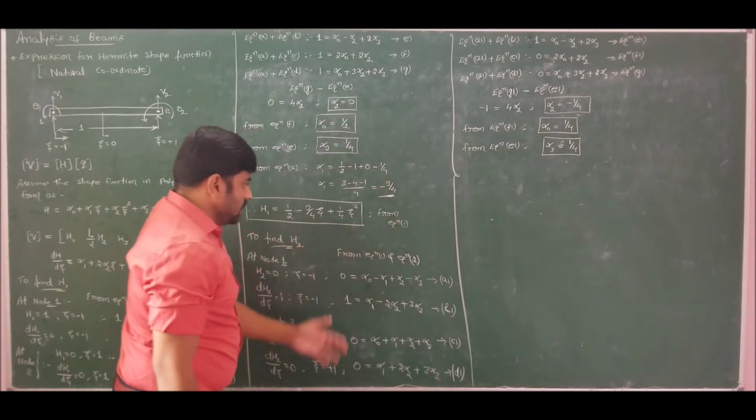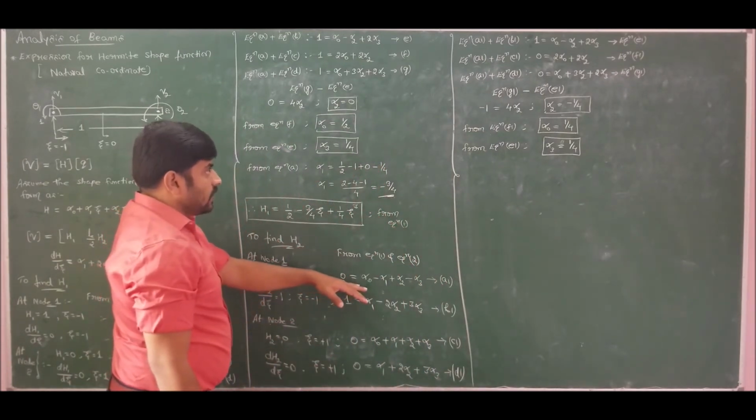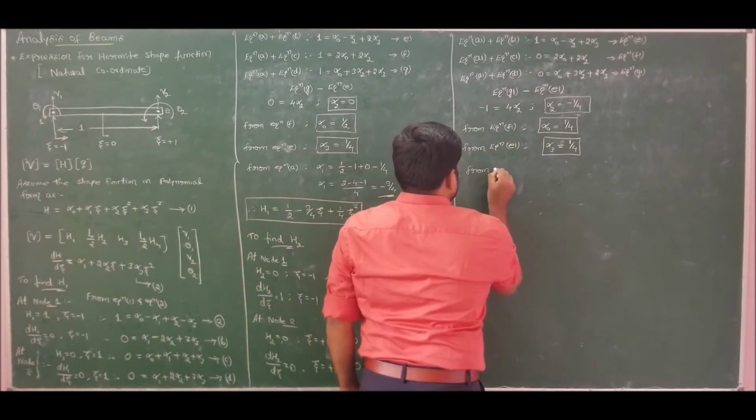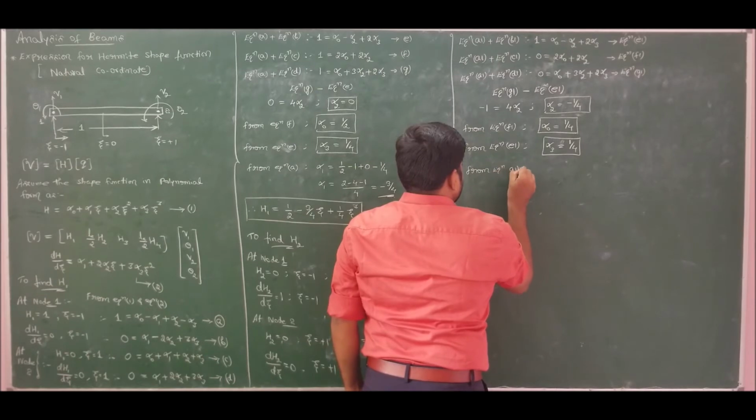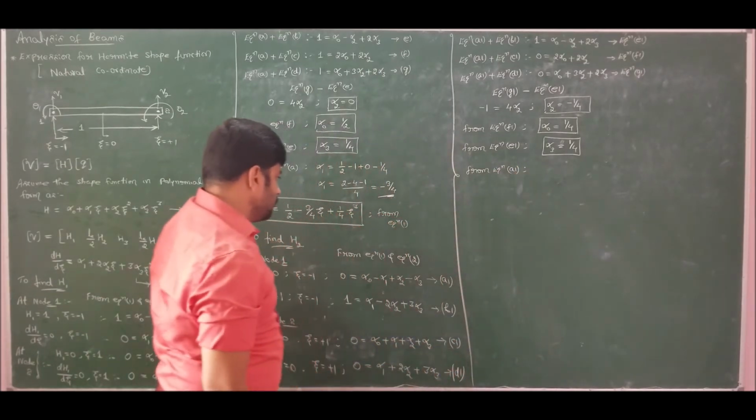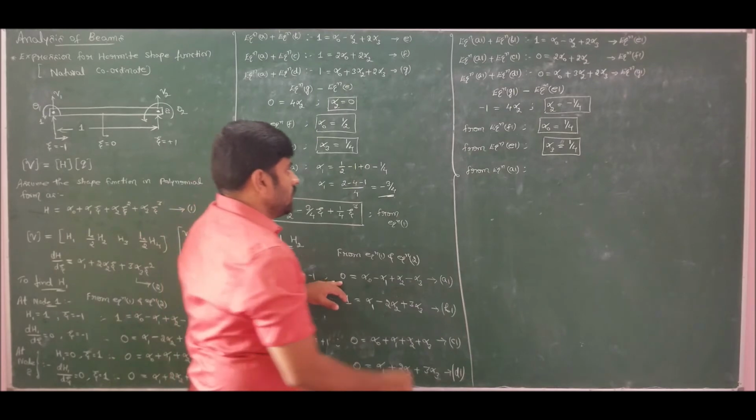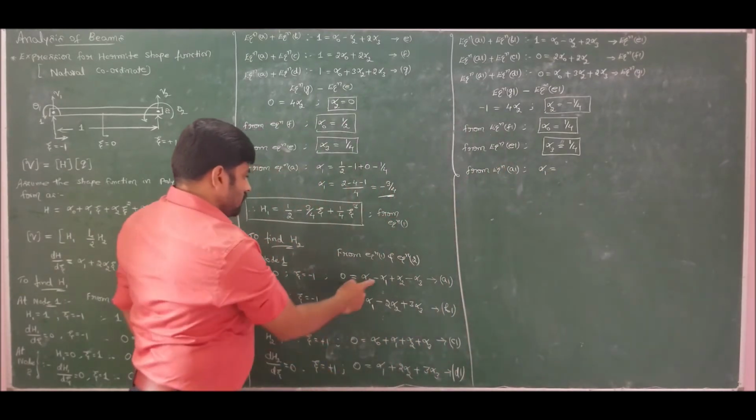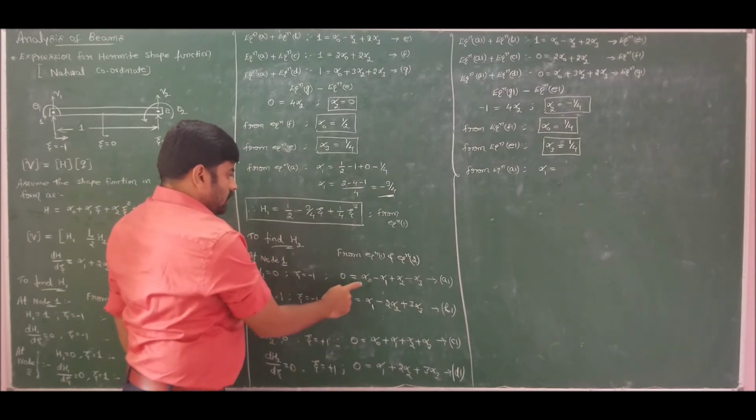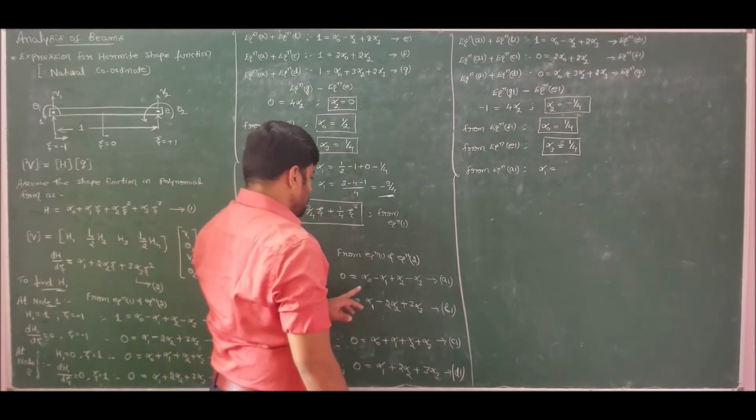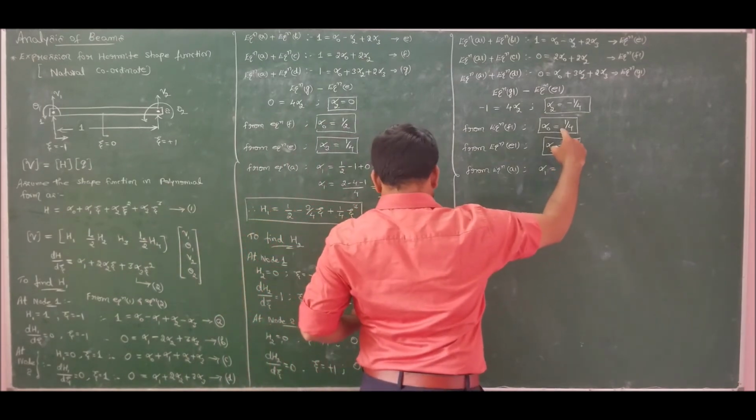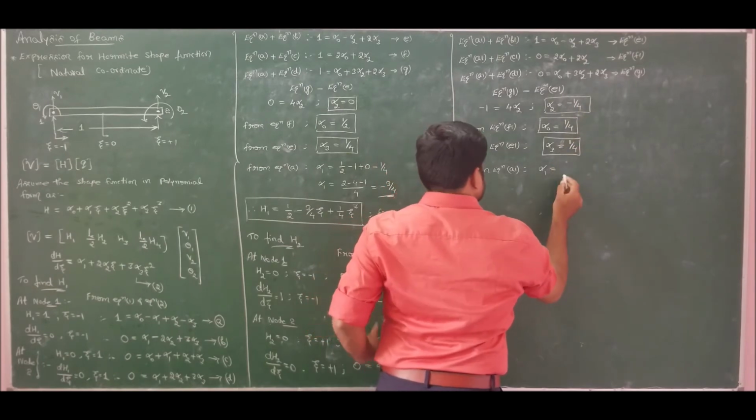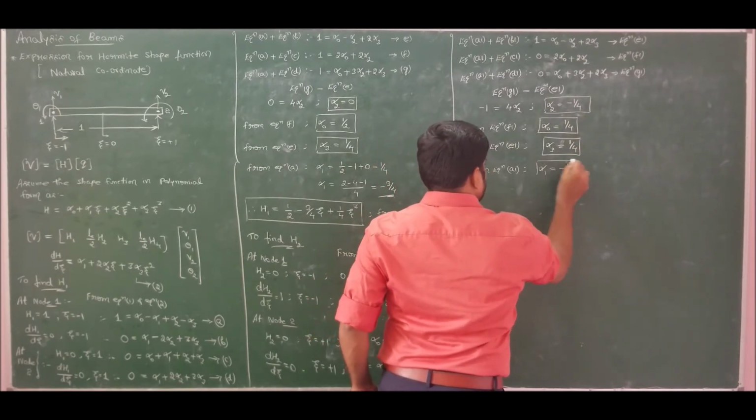Now from any of these equations I can find the value of alpha 1. Let me go with equation A1. So from equation A1 I will get the value of alpha 1 as, if I take alpha 1 here, it will become plus alpha 1, alpha naught plus alpha 2 minus alpha 3. Alpha naught plus alpha 2 is 0, minus alpha 3 is minus 1 by 4.